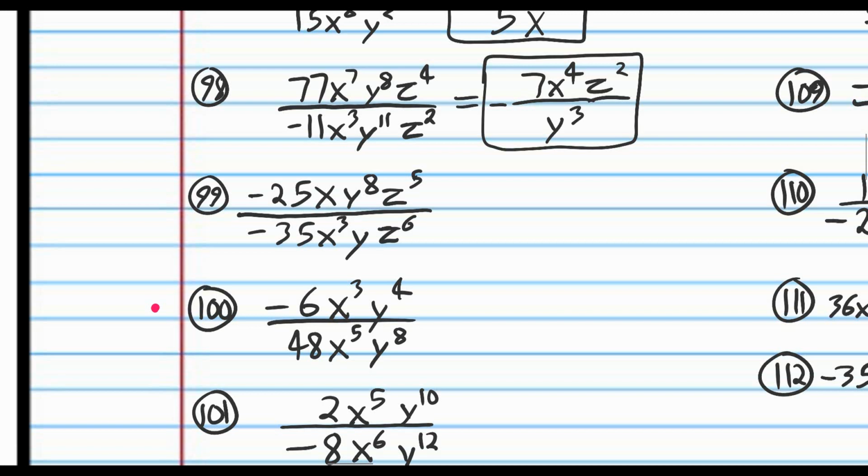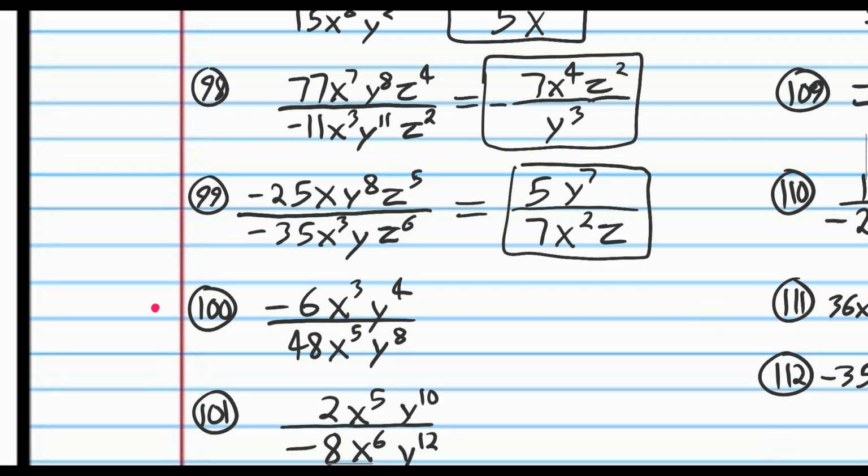All right, we're back. A negative divided by a negative is a positive. We can divide both these numbers by 5 to get 5 over 7 x squared y to the 7th and z in the bottom. So if you got that answer, good job.